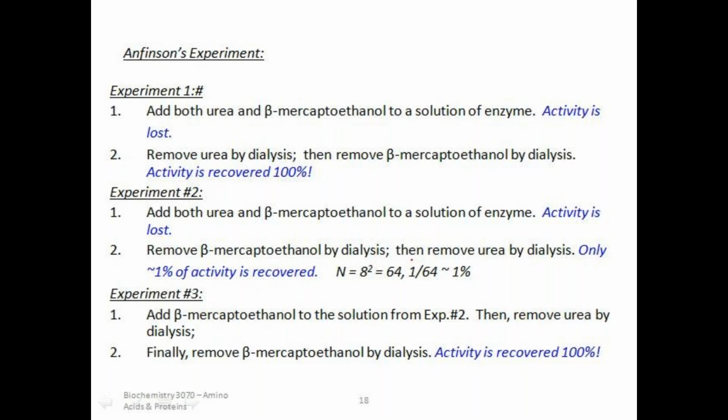It is removed in the second experiment. Here in the second experiment, what did he do? He removed the beta mercaptoethanol, and this beta mercaptoethanol is again added to the solution, and then he removed the urea by dialysis. And finally, he also removed the beta mercaptoethanol, and the activity is recovered 100%.